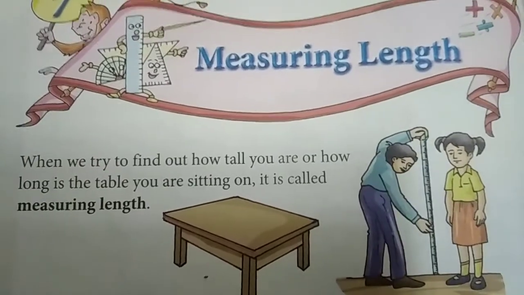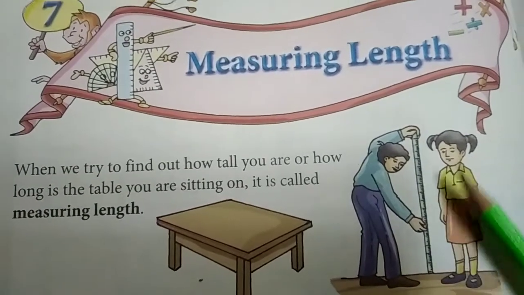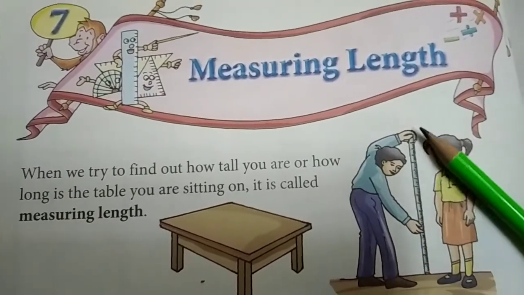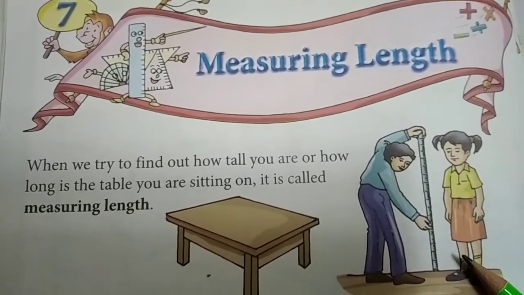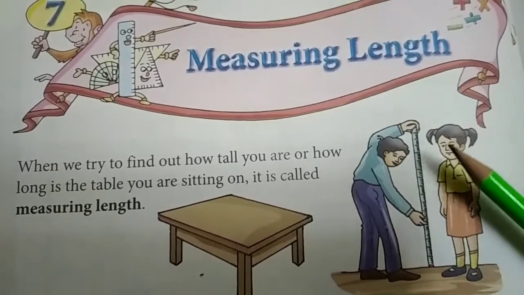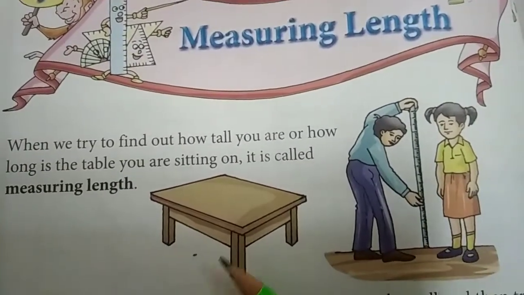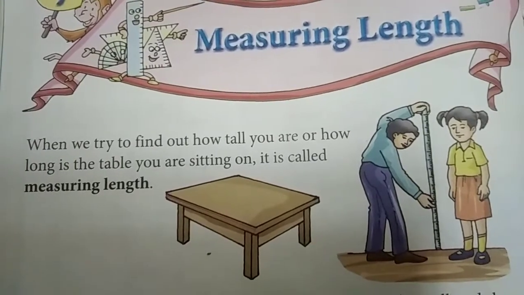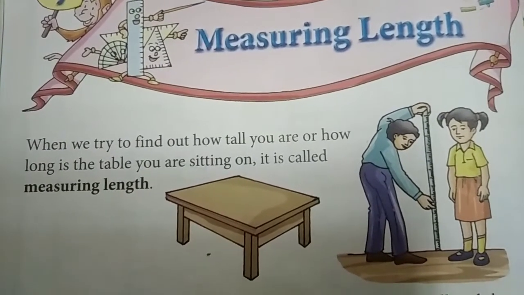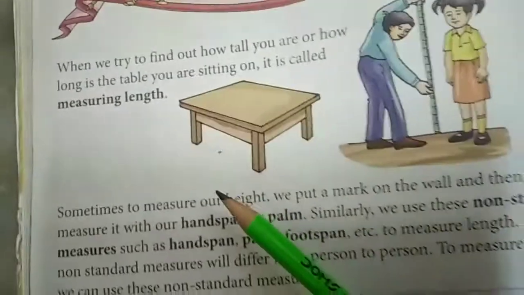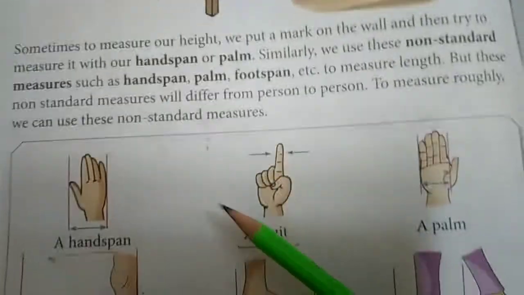Now when we try to find out how tall you are, right, you can see here one boy is measuring the height of this particular girl. Now to calculate how long is the particular girl or how long is the table or anything, if you want to calculate the size, then that is called as measuring length. Okay, now moving to next one, you can see here how you can measure.